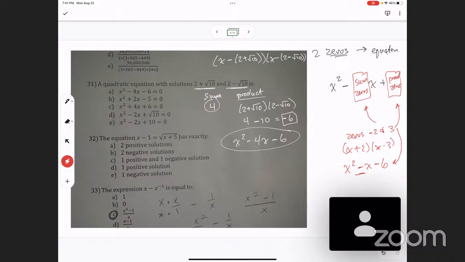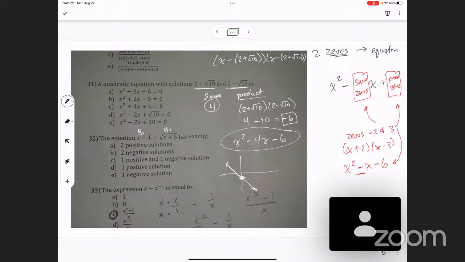Okay. And then this next one says the equation x minus 1 equals root x plus 5 has exactly... well, there's a couple ways you can do this one. You can graph this. This is y1 and this is y2. That's what I would do. What's x minus 1 look like? It's a straight line, and the y-intercept is -1.